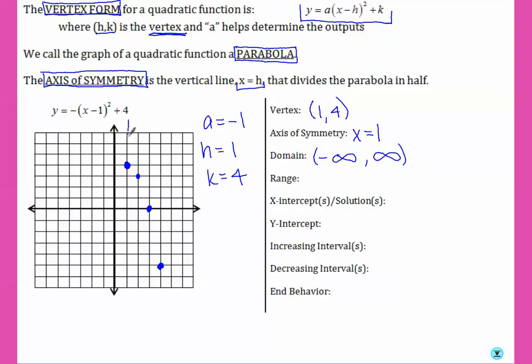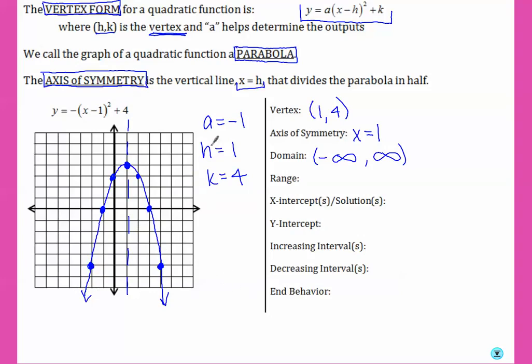And then I'm also going to draw on our axis of symmetry. Because this is an axis of symmetry, that means that our parabola is identical on both sides. So we can just reflect these 3 points on the other side of the axis of symmetry. Then connect our dots to make our parabola. We're always going to use as many points as will fit on the graph paper.